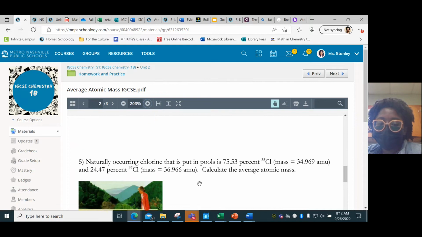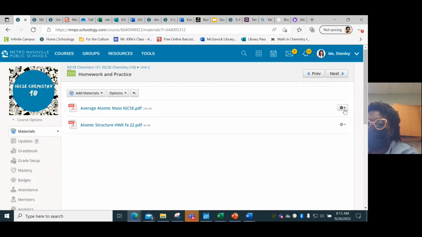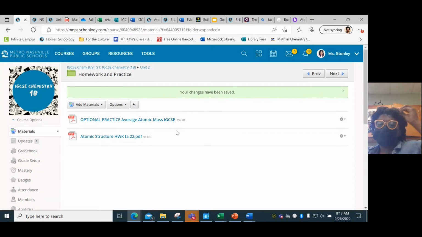This is what your test will look like. Naturally occurring chlorine that is put in pools is 75.53% Cl-35, with the mass of this and this with the mass of that. Calculate the average atomic mass. That's essentially what that table is doing. It's just in word form. So I'm going to leave these here for practice, and I'm going to put this as optional, okay? Optional practice.